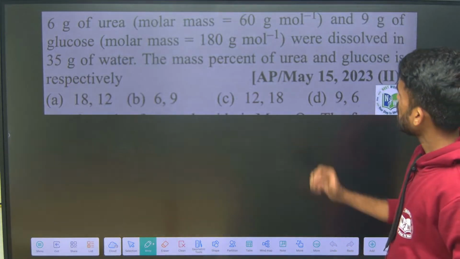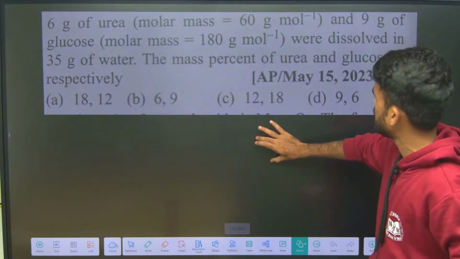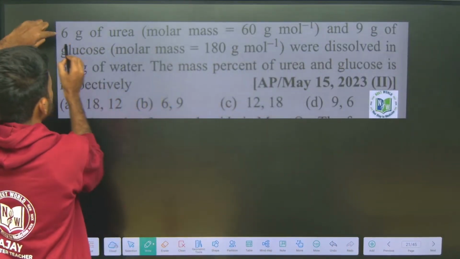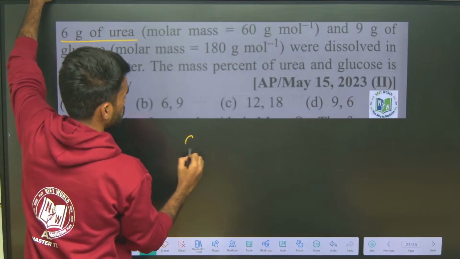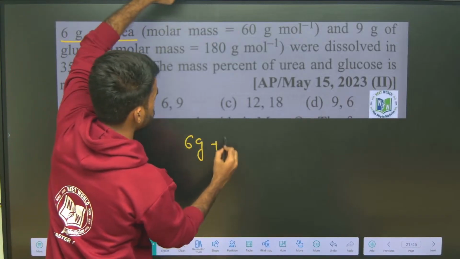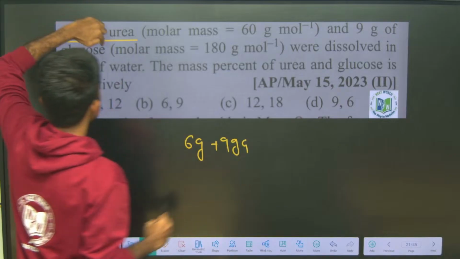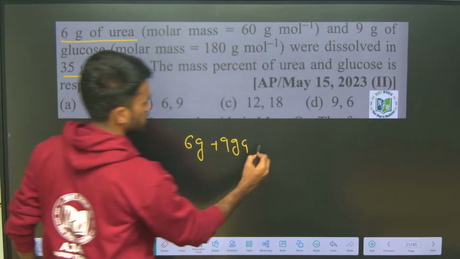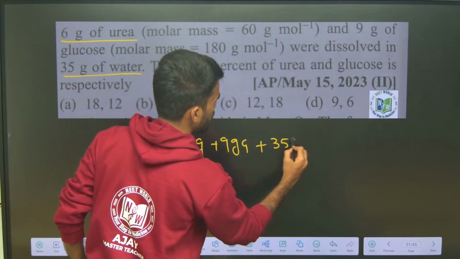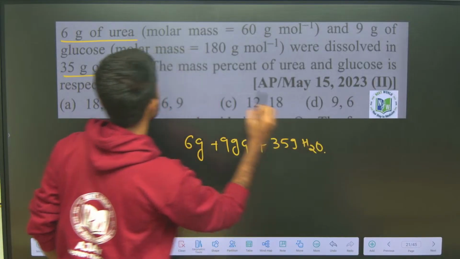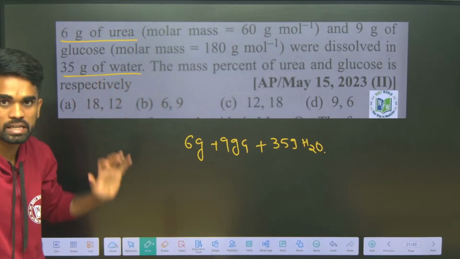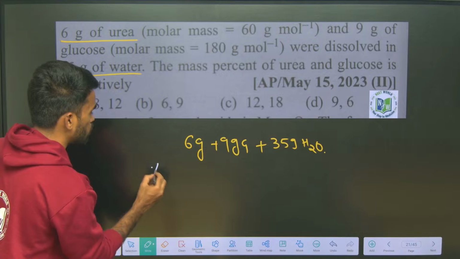Next, look at this question. This is also very interesting, very basic and interesting. See here, 6 grams of urea and 9 grams of glucose were dissolved in 35 grams of water. They dissolved in 35 grams of water. Okay, that's it. The mass percentage of urea and glucose respectively. So they are asking percentage of composition.